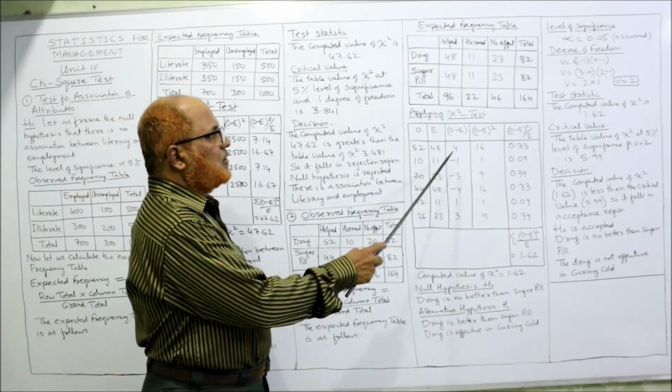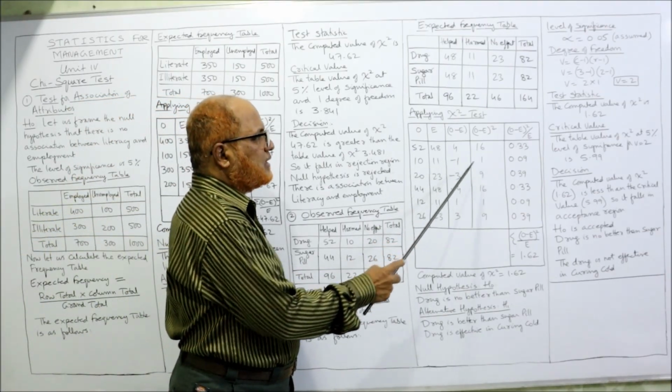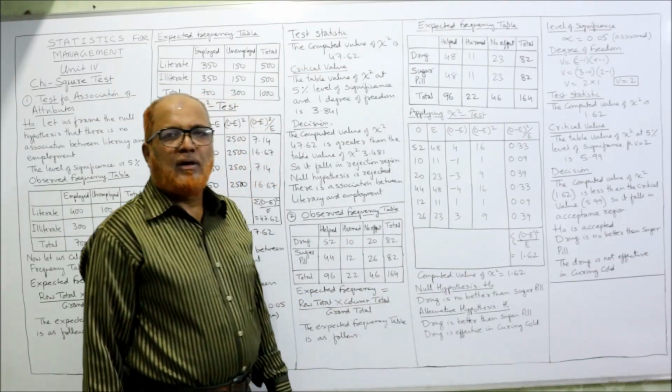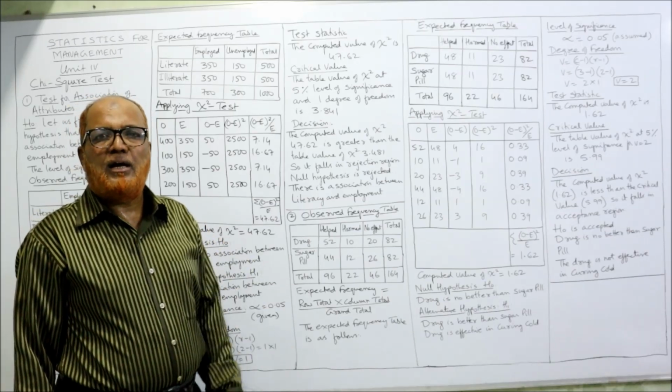Now square it. 4 4s are 16. 1 1s are 1. 3 3s are 9. 4 4s are 16. 1 1s are 1. 3 3s are 9. Now after squaring, divide it by E.